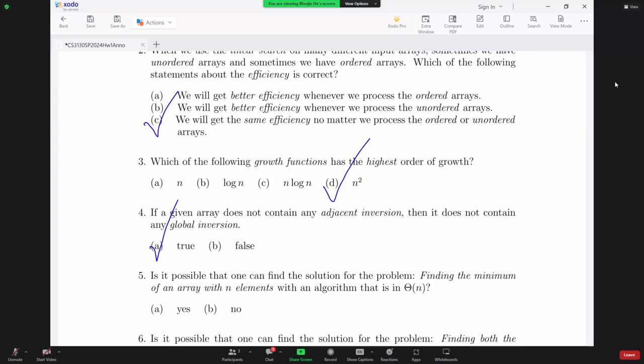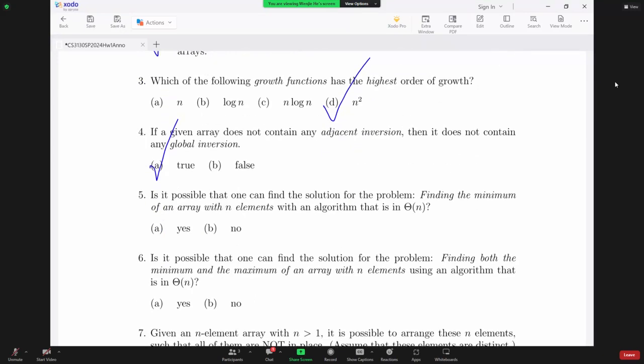That's simple. Number 5, is it possible one can find a solution? That's a simple yes, because we know the number of comparisons is n-1, right? n-1 must be in big theta of n.